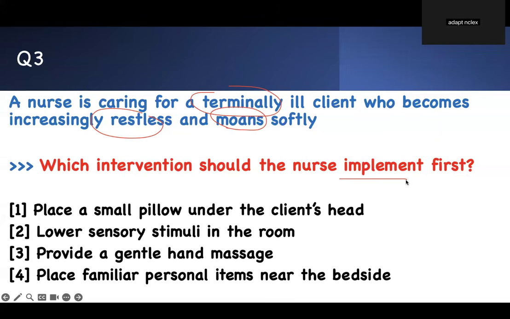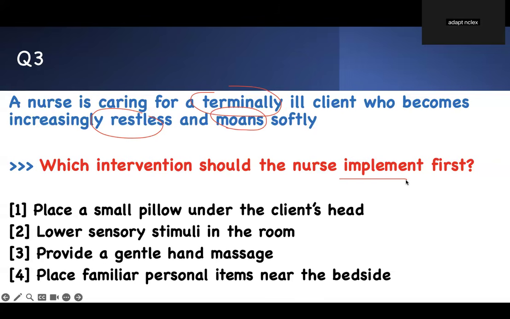Gently massage. This is also giving you a clue that this may be related to calming the patient down. Familiar object is almost the same, but the buzzword there is restlessness and moaning in the terminally ill patient, and the content is sensory stimuli. So calm them down, provide a quiet environment, figure out what is making them agitated and moaning, because they are in the terminal state right now. And this is how they behave.